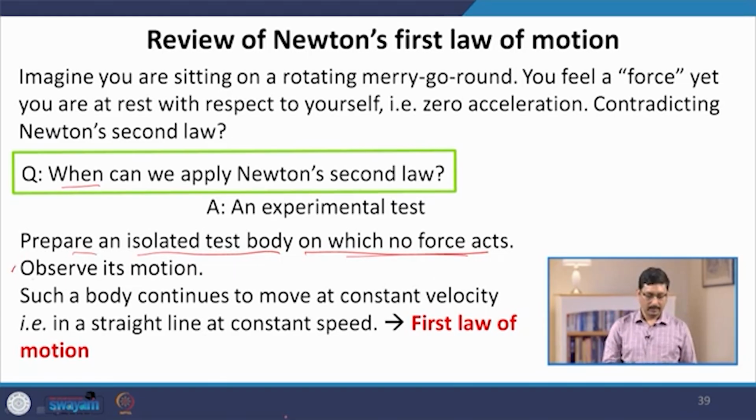Now, the test says that if such a body continues to move at constant velocity when no force is acting on the body, that is, in a straight line at constant speed, which is the same as saying constant velocity, then this is the condition in which you can apply Newton's second law of motion. It may sound a little bit confusing and difficult to digest, so let us go through it slowly.